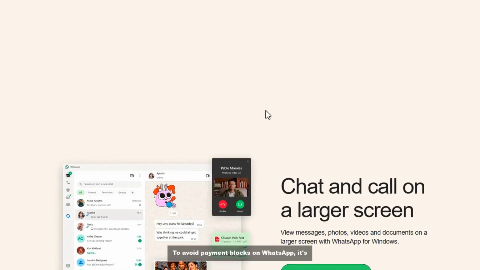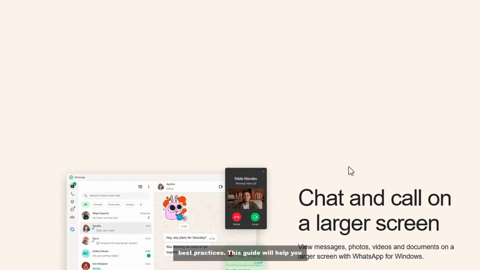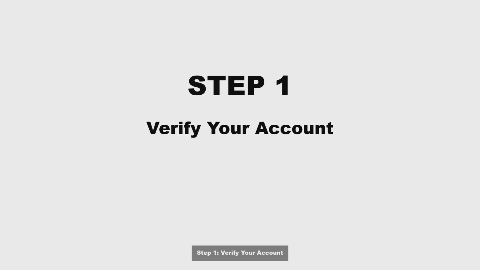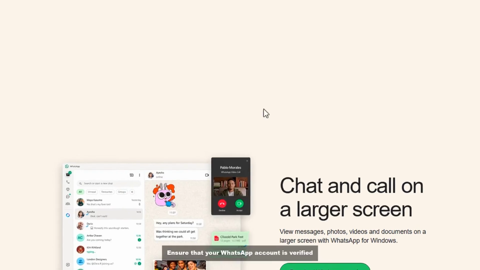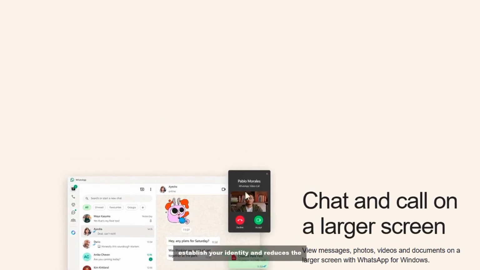To avoid payment blocks on WhatsApp, it's essential to follow certain guidelines and best practices. This guide will help you navigate the process smoothly. Step 1. Verify your account. Ensure that your WhatsApp account is verified with a valid phone number. This helps establish your identity and reduces the chances of payment blocks.